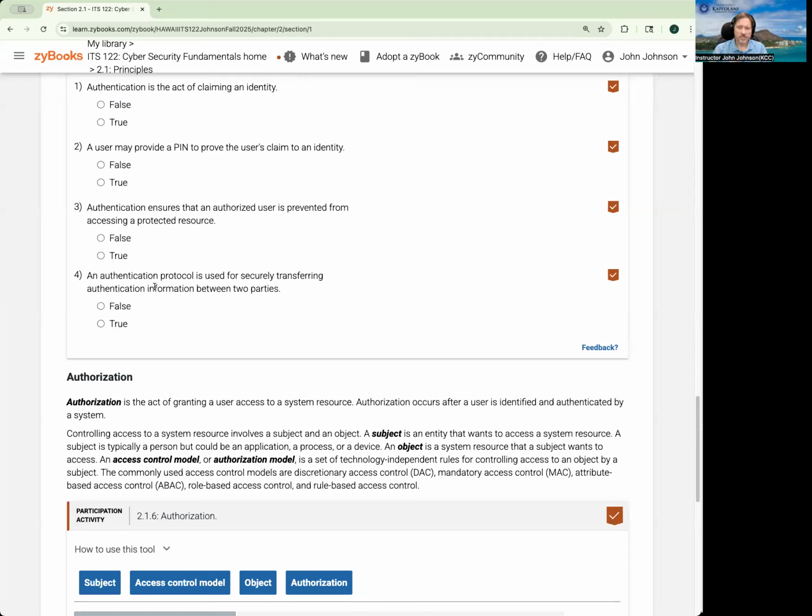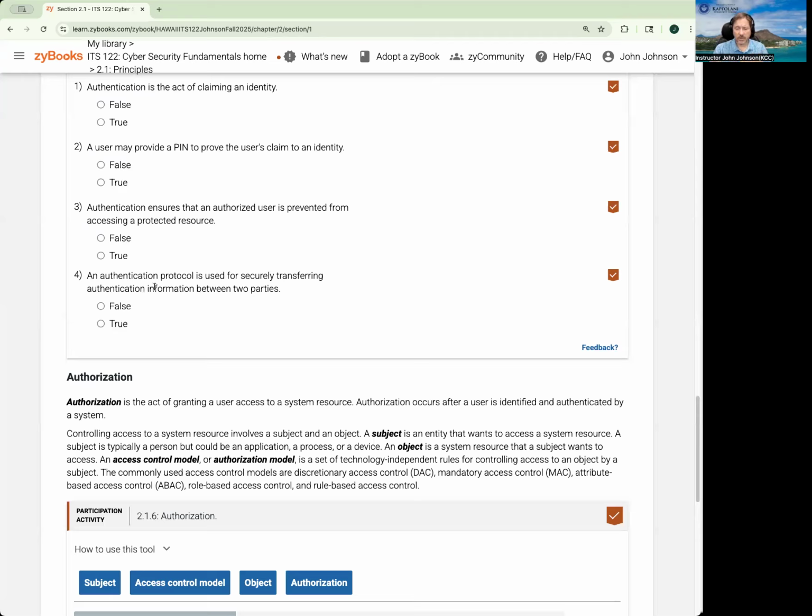Controlling access to a system resource involves a subject and an object. Your subject is the person or the process, the application, whatever it is that wants to use something. The something that's wanted to be used is the object. So the subject is an entity that wants to access a system resource. The subject is typically a person, but as we said before, it can be an application, process, or device. An object is the system resource the subject wants to access.